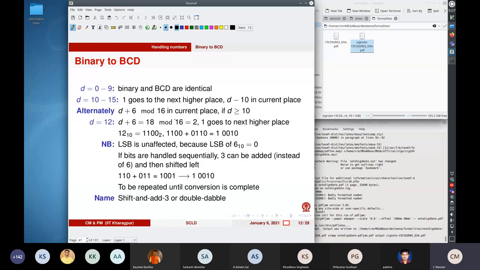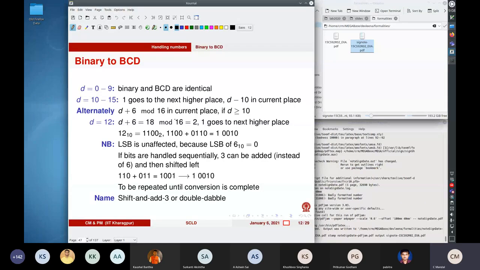Okay, that is possible, but that is not so efficient, because you have to divide by 10, and as you can see, we have not yet studied division. In fact, multiplication and division are more complicated operations than just addition and subtraction.